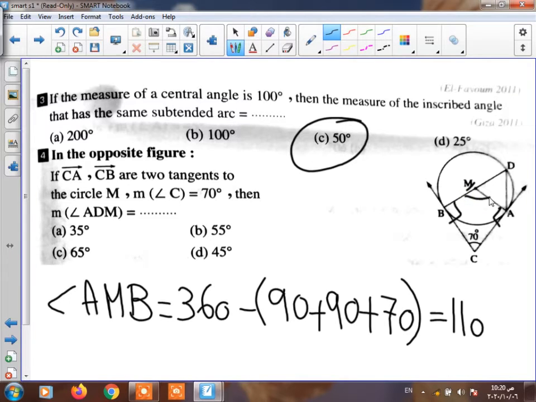What is the relation between angle AMB and angle D? This is central and this is its inscribed angle, so it's going to be half its measure. So it's 110, and this is going to be 55 degrees.